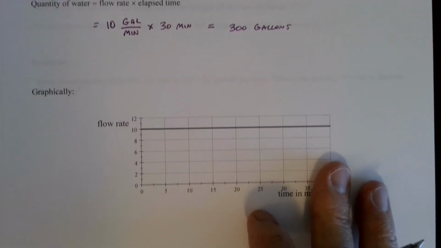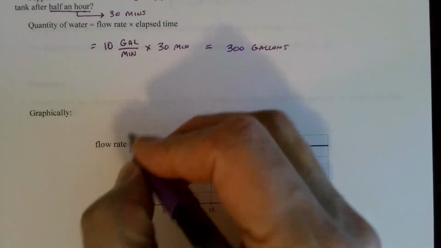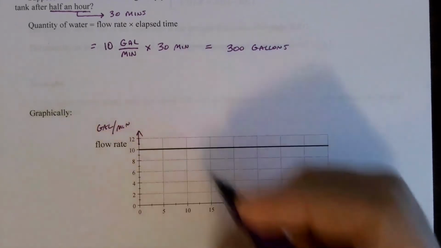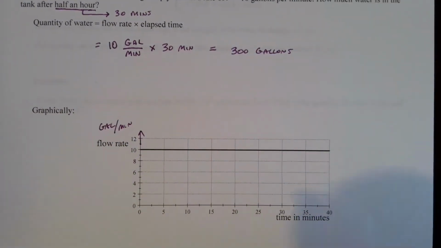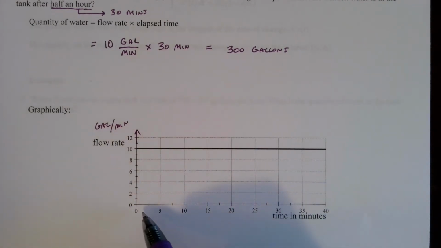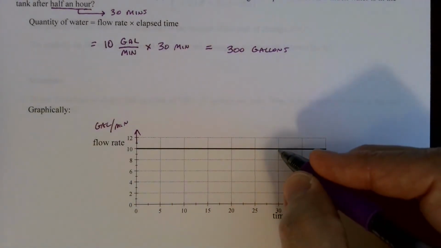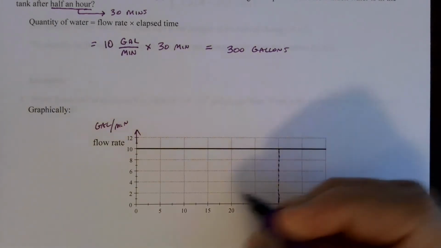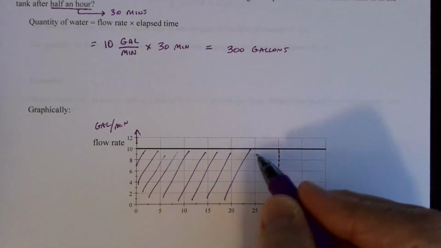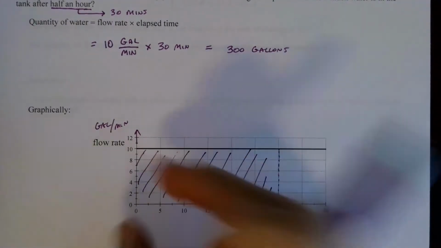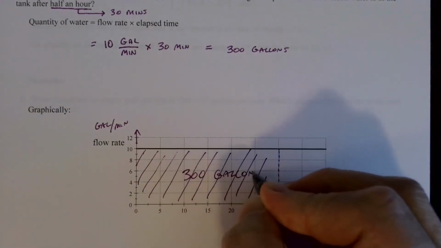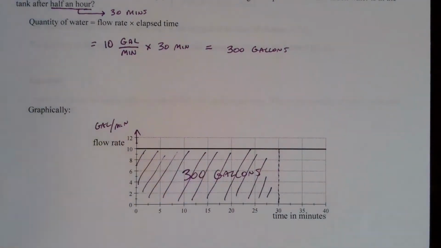Graphically, if we look at it, here's our flow rate here in gallons per minute again. And then our time here in minutes, right? And the flow rate is constant at 10 gallons per minute, right? And so from 0 to 30 minutes, we can think of this geometrically as basically the area under this curve, if you will, or line, right? Which is 30 times 10, 300 gallons here. And the units, gallons per minute times minutes gives us gallons.